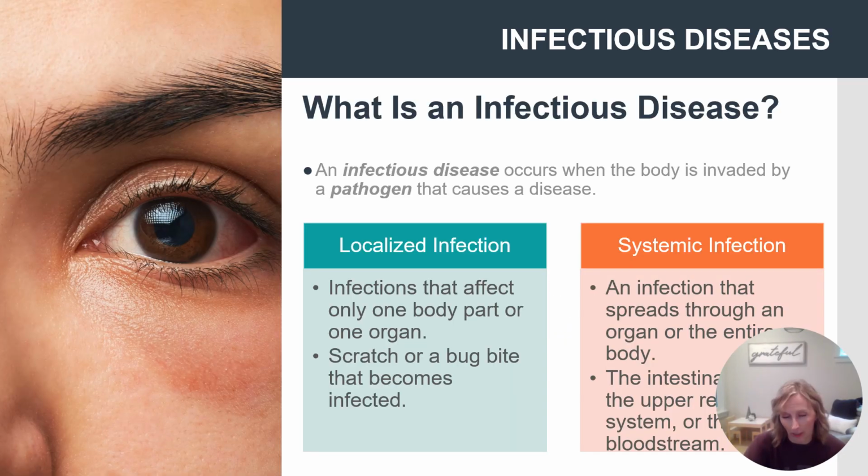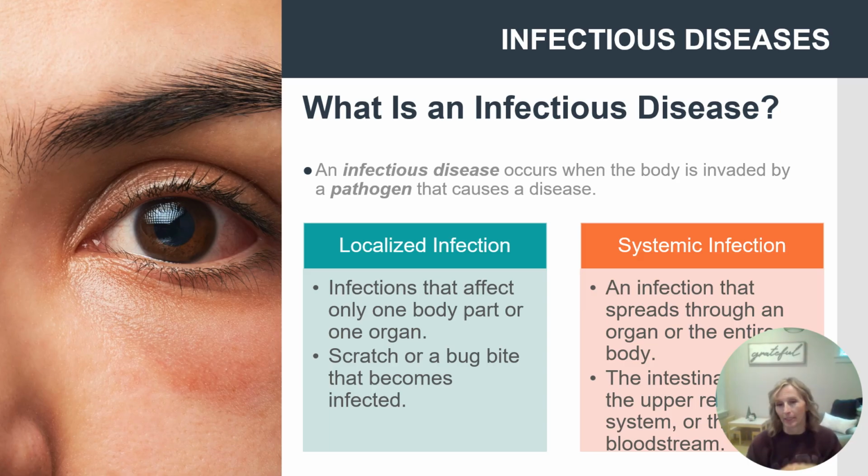So, what is an infectious disease? It's something that occurs when the body is invaded by a pathogen that causes a disease. There's kind of a couple ways to look at it. One is if it's localized and it just affects one part of the body. So, maybe you get bit by a bug in the summer or a spider, and that area becomes infected.